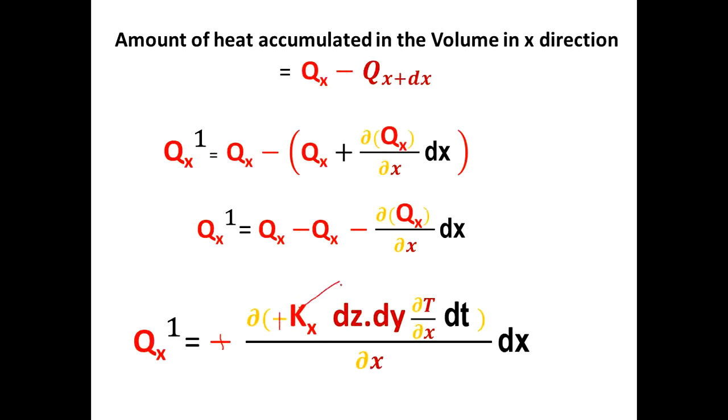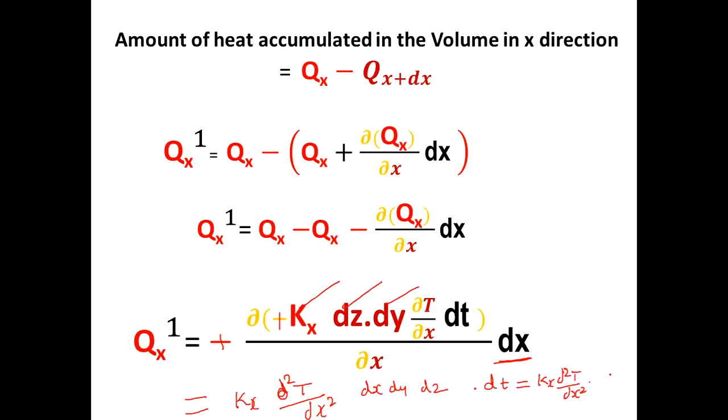These are constant: kx is constant, dz is constant, dy is constant. Only these things will remain, then this equation turns into kx times the second-order partial differential, del square T divided by del x square, times dx dy dz, and here you have dx for the time dt. Then I can write kx del square T divided by del x square into dV into the time dt.